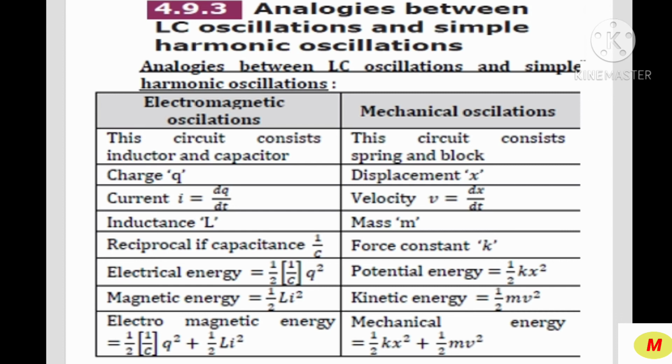In the case of electromagnetic oscillations, the magnetic energy can be written as capital L i squared divided by 2. In the case of mechanical oscillations, the kinetic energy can be written as half m v squared. In the case of electromagnetic oscillations, the electromagnetic energy can be written as the sum of the electrical energy and the magnetic energy, which is equal to q squared by 2C plus half capital L i squared. In the case of mechanical oscillations, the mechanical energy is the sum of the potential energy and the kinetic energy, which is equal to half kx squared plus half m v squared.